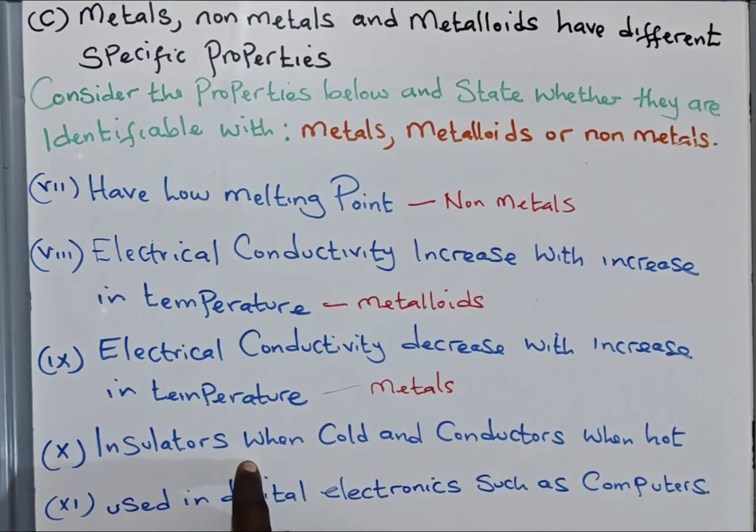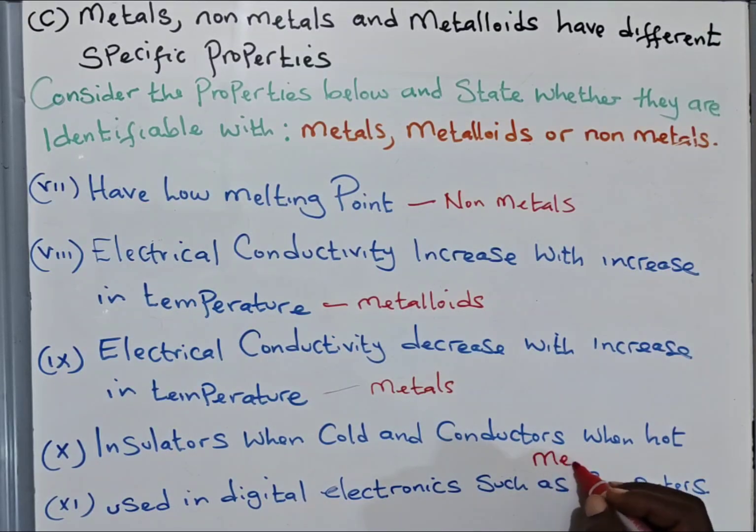Insulators when cold and conductors when hot. This one goes back to metalloids. At low temperatures, metalloids hardly conduct electricity. So their conductivity normally is at high temperature. And it's normally put to use in electronics. Used in digital electronics such as computers. These are metalloids.